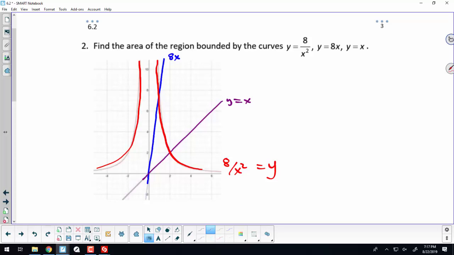And so the region that you want to find the area of, you've got to make sure that it's common to all of the curves or lines that they give you, right? What I'm saying is I don't want to find the area of this region right here, because the only curves that are binding that are y equals x and 8 over x squared, okay? So I want to look for the area that's shared by all of those curves or lines, which is this area right here.